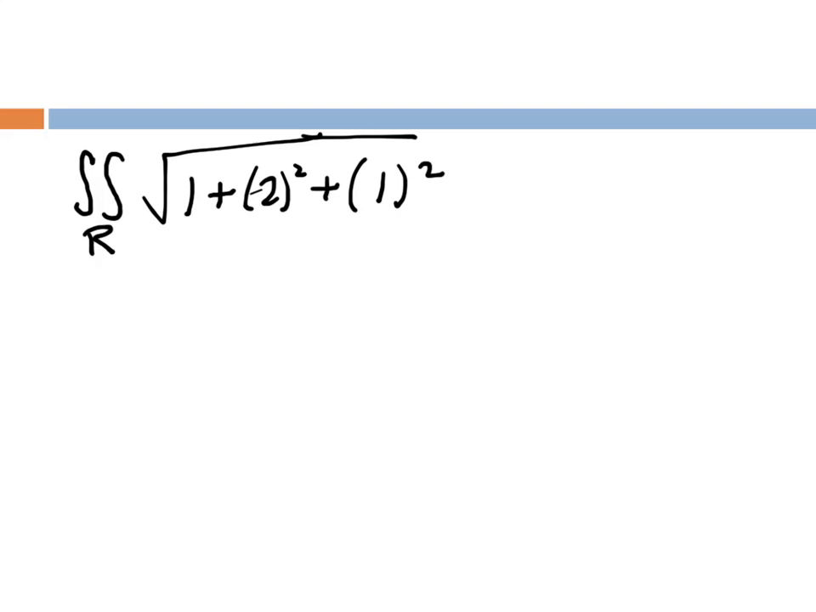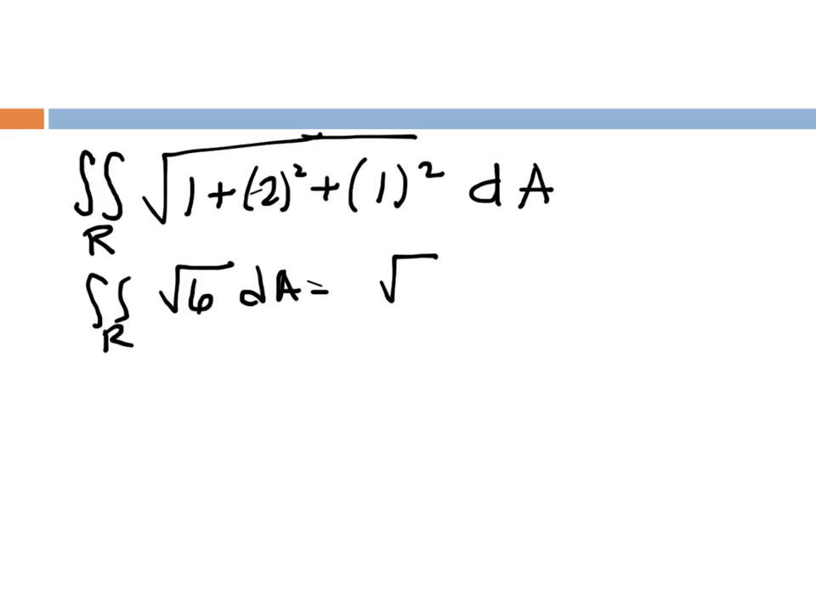So there are two ways we could do the double integral. I'm going to show you a different approach as my first way, and then we'll go back and look at a traditional approach as well. We have the double integral over our region of the square root of 1 plus f sub x squared, which would be negative 2 squared, plus f sub y squared, which is 1 squared, times dA. Well, this is the square root of 1 plus 4 plus 1, so we've got the square root of 6 times dA, which is just the square root of 6 times the area of the triangle, which we said a minute ago was 16, so this is square root of 6 times 16.